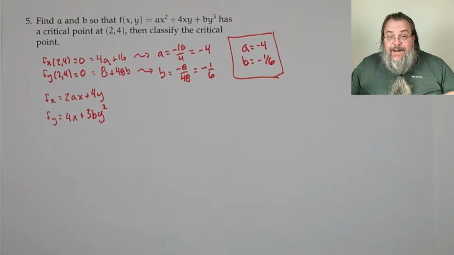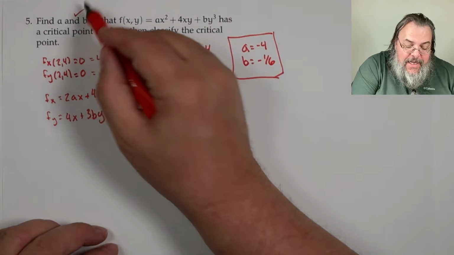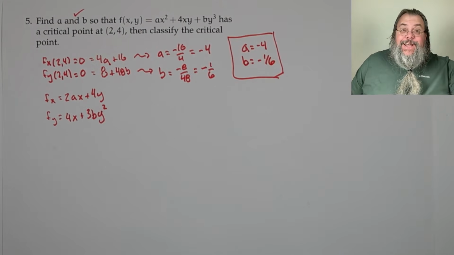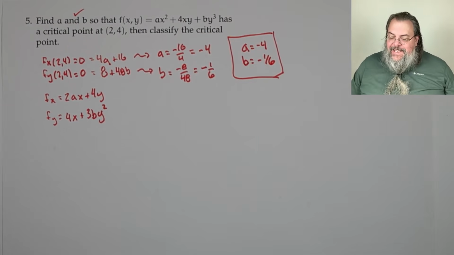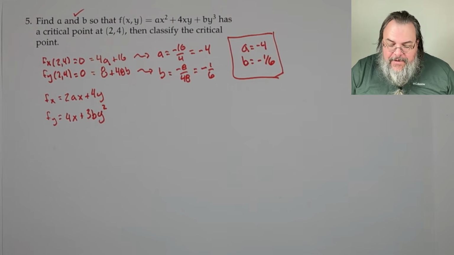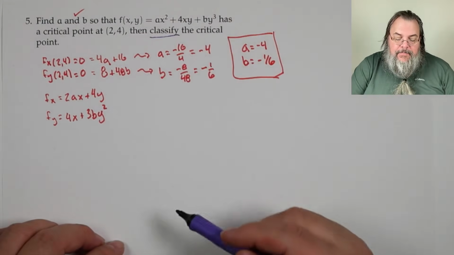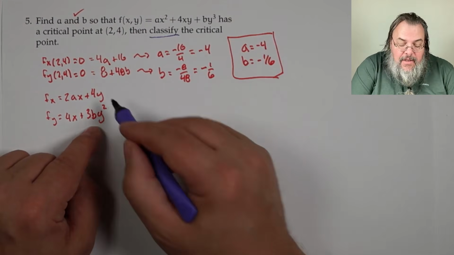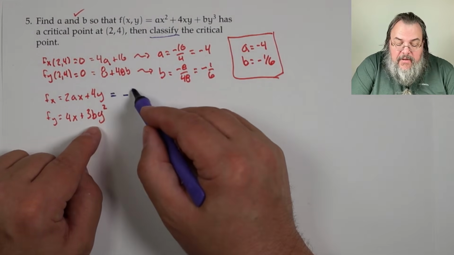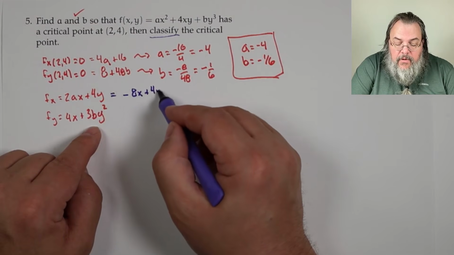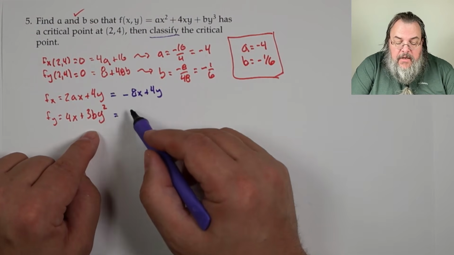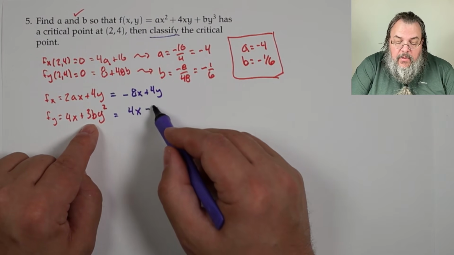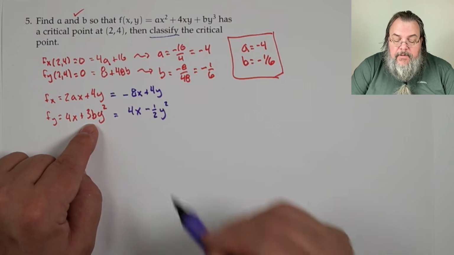Okay, so that part's out of the way. We found a and b. But we're not done, because it then says classify it. Okay, so now we have to do our next phase of the problem. So we're up to our classifying. Now, before we proceed, let's put in what we know. We know a and b. So f sub x really becomes minus 8x plus 4y. And f sub y becomes 4x, and 3 times minus 1/6 becomes minus 1/2 y squared.